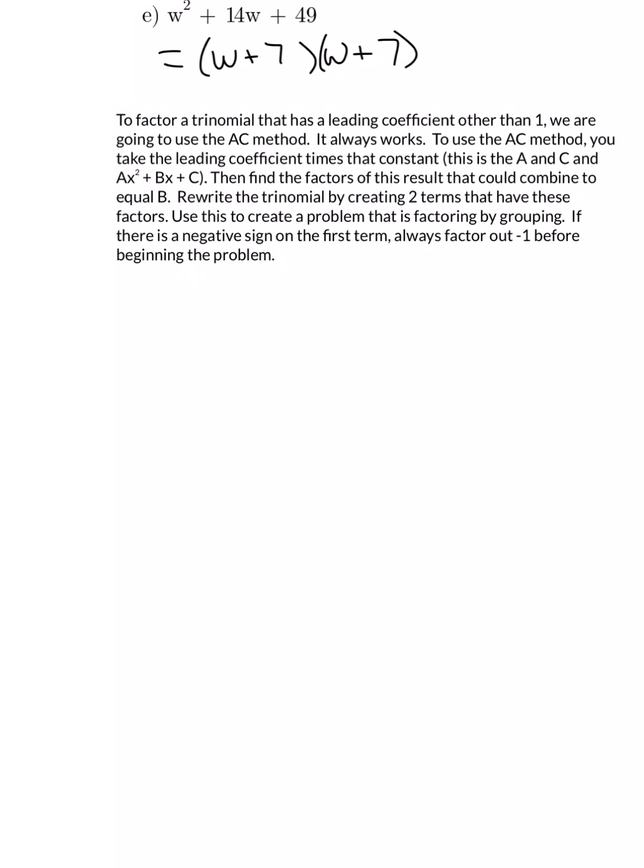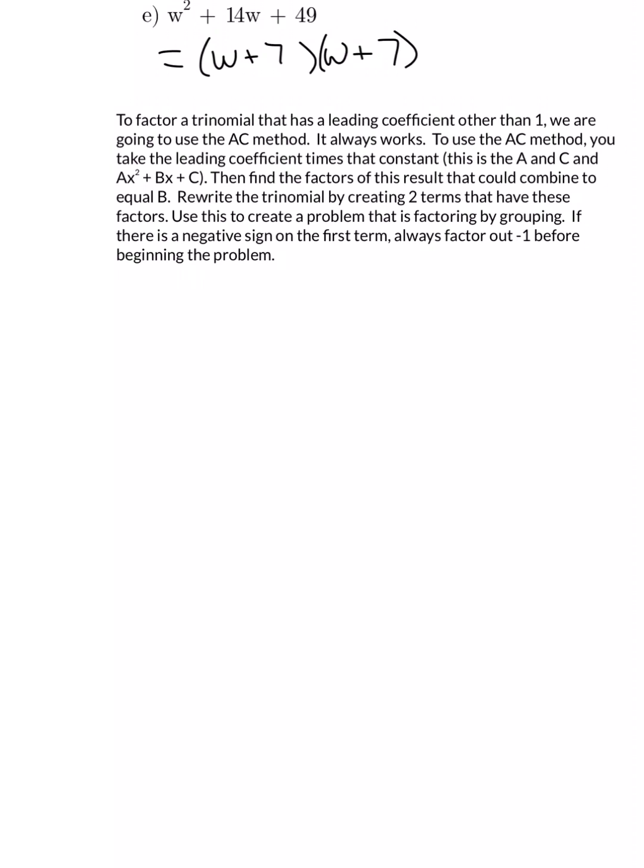To use this method, you take the leading coefficient, which is the A, times the constant, the plain number, which is the C. Then you find the factors of this result that would be able to add or subtract to equal the B. You're going to rewrite the trinomial, creating the two terms that have those factors. Now you have a problem that is factoring by grouping.